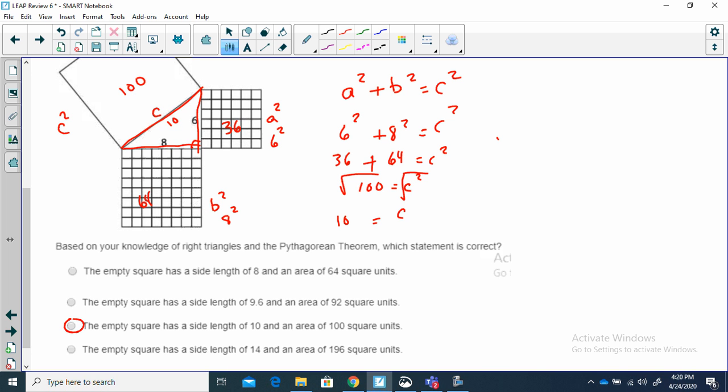Yes, there's our answer. We know that if I take this one and square it, the area of this one plus the area of this one gives me the area of this square. That is Pythagorean theorem.